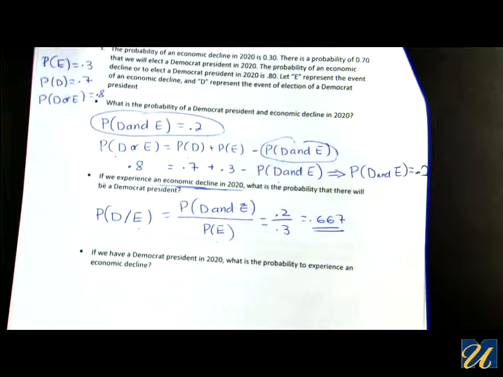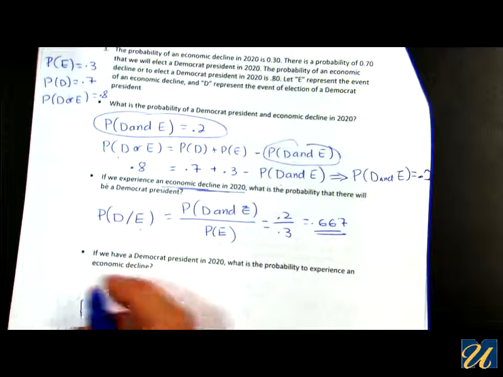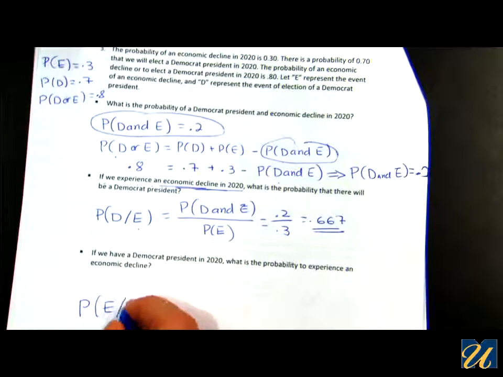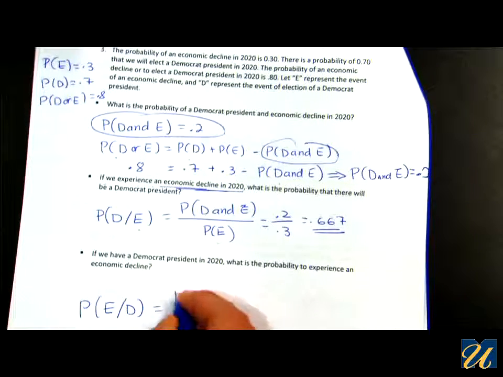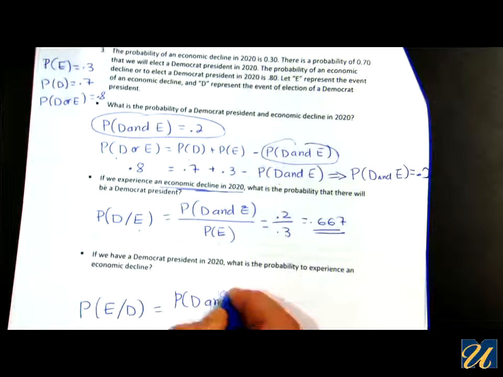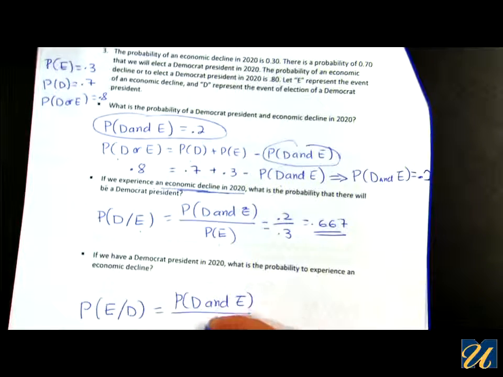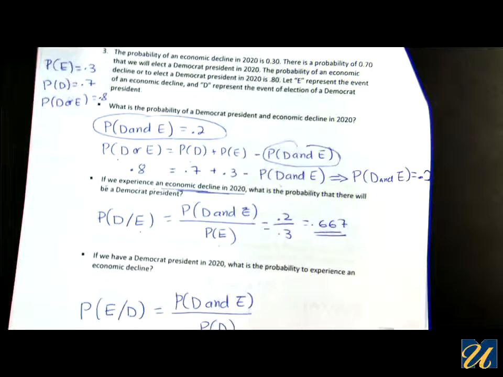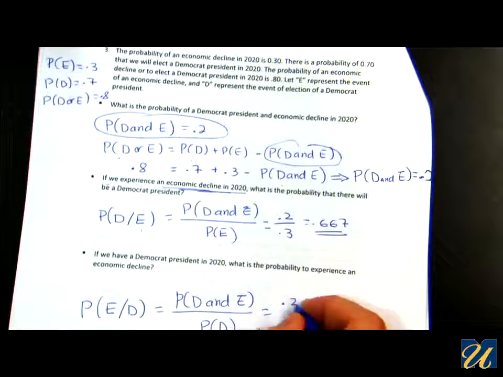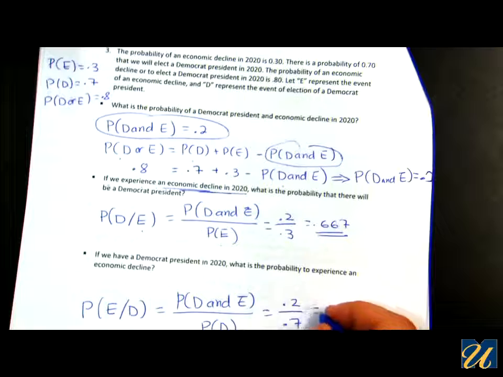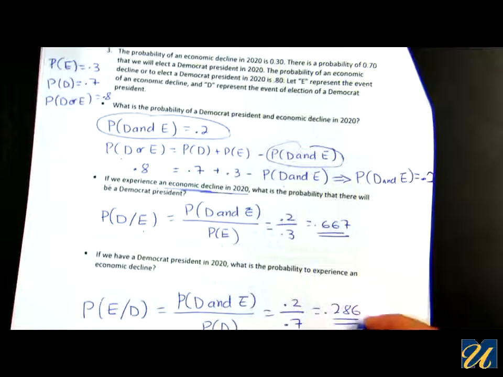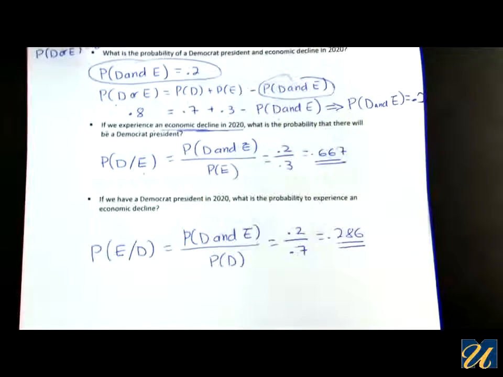Now, if we have a Democrat president in 2020, what is the probability to experience an economic decline? So now it's the other way around. E given D, which is again probability of D and E over probability of D. So 0.2 over 0.7, 0.286. There you go.